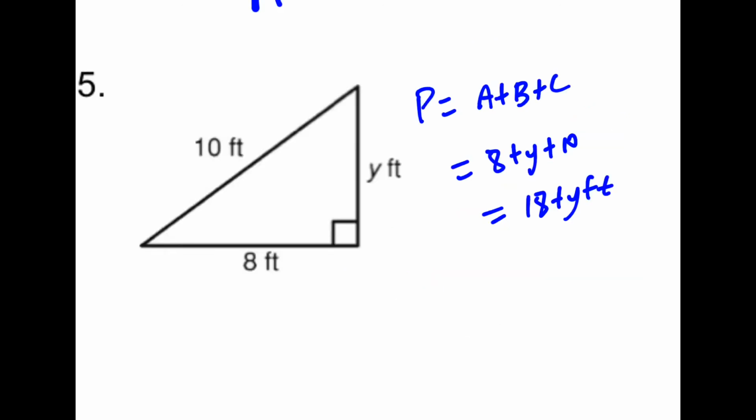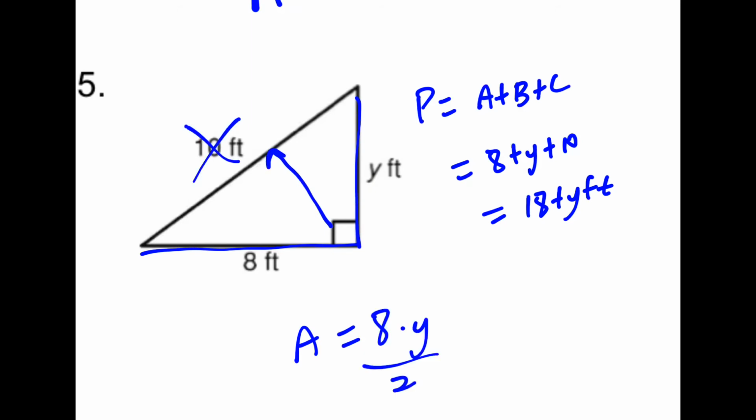For the perimeter of this triangle, we add up the 3 side lengths. We don't know y, so our final answer is 18 plus y feet. For the area, we're looking at the base and the height. So that's these 2. The hypotenuse is always across from the 90-degree angle, so we're not looking at 10. And we divide that whole thing by 2, so we're going to get 4y feet squared.